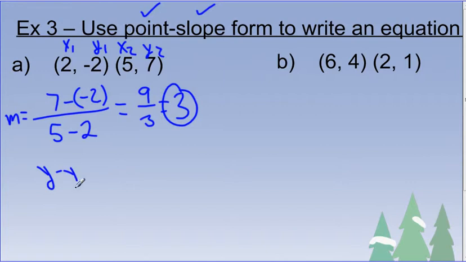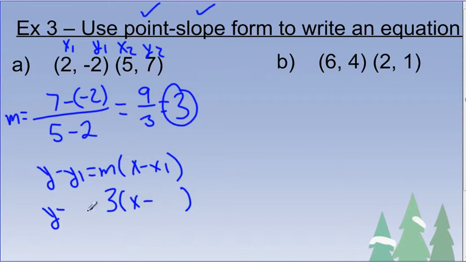y minus y1 equals m times x minus x1, where this is our slope. There we go. And our points go here. So the x point, it honestly does not matter which point you pick. I'm going to pick the one that has positives because I think it's just easier. So I'm going to plug the x value in for x, the y value in for y, and that's done.